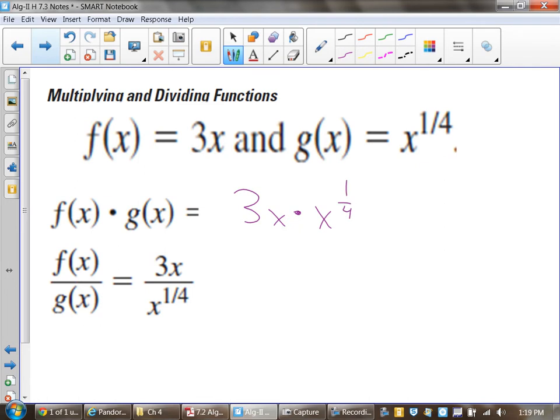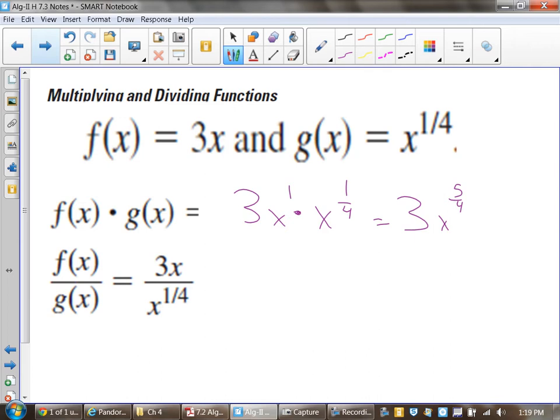Are those the same bases? X, right? Because if you take care of your numbers first, in this case, you're going to get 3 times 1. You get 3. When you look at your variables, are they the same base? They both have x, correct? Yes. Okay. What's the exponent of the first one? 1. What's the exponent of the other? 1/4. When you had the same base and you're multiplying, what do you do to your exponents? Add them. What's 1 plus 1/4? 5/4. Very good. So you get 3x to the 5/4.